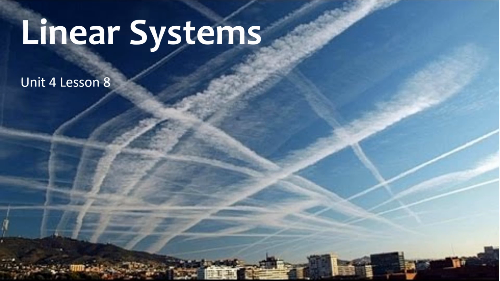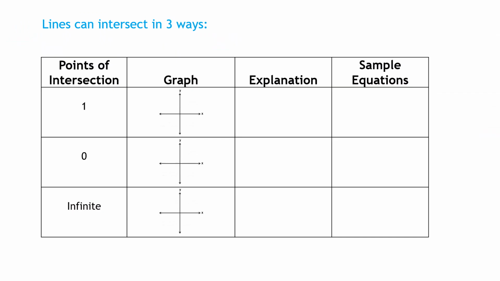This is our lesson on linear systems, and systems just means, in this case, more than one. So we're talking about more than one line. Lines can intersect in three ways. So we could have one point of intersection, and a little quick sketch of what that might look like.